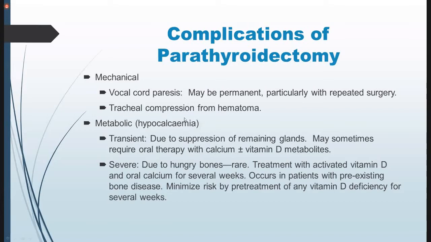Another one is tracheal compression from blood, a hematoma. And then metabolic complication: obviously, when you are removing the parathyroid gland, you are removing the PTH from the blood. PTH, which has a very short half-life, is so active in maintaining calcium in a narrow range. When it is gone, obviously the calcium will go down immediately. And the patient can experience hypocalcemia, which can be transient, or can be severe and permanent. So you have to be skeptical and thoughtful and prepare for that.